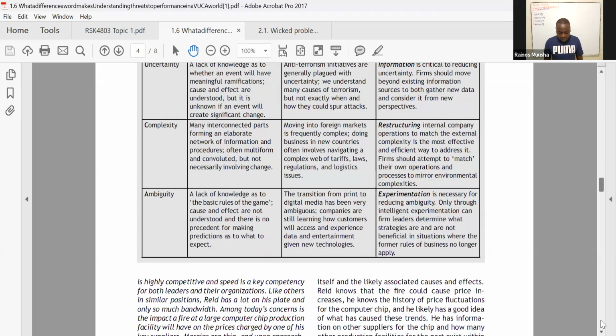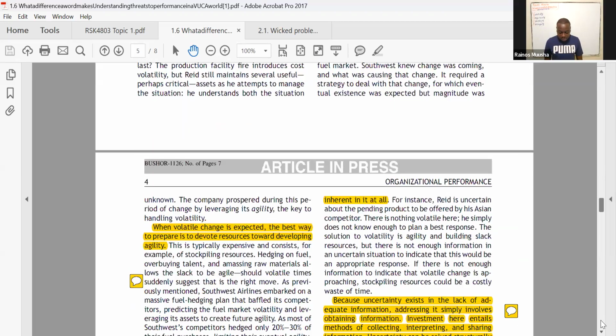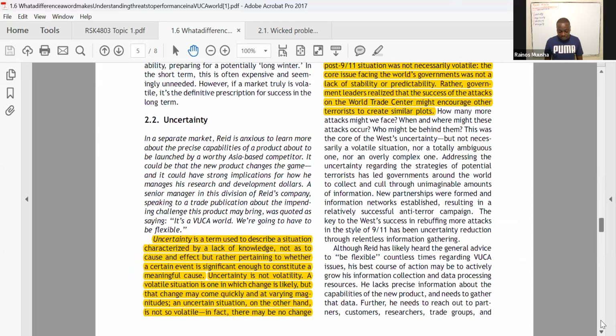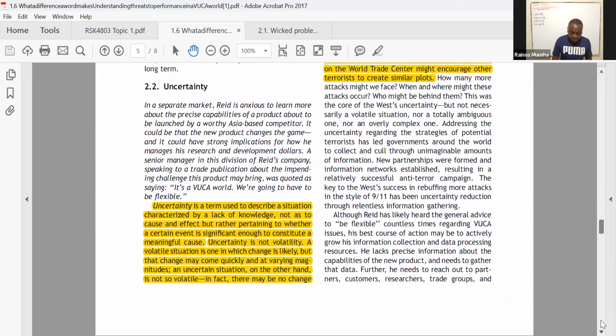All right. The next acronym looks at uncertainty. And here they say, uncertainty is a term used to describe a situation characterized by the lack of knowledge, not as to the cause and effect, but rather pertaining to whether a certain event is significant enough to constitute a meaningful cause.